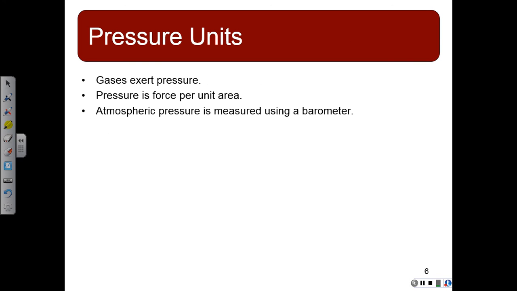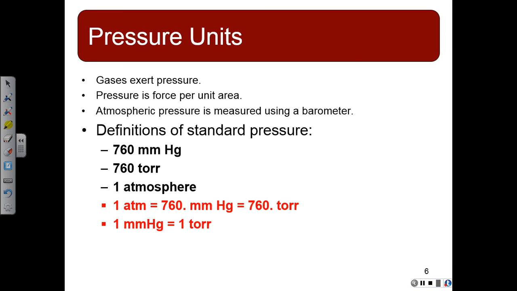Okay, pressure is force per unit area. Once again, that's on your sheet there. Okay, and typically our units for pressure are millimeters mercury, torr, and ATM. Okay, and for different calculations, you have to use different units. Okay, so we're going to talk about that and differentiate between which ones to use. Okay, but the main thing is you've got to know this conversion.